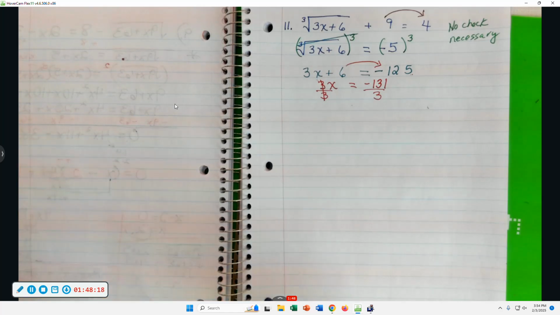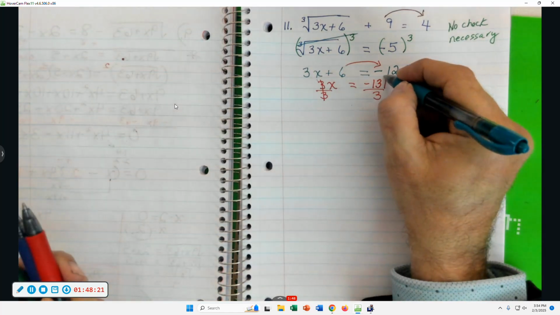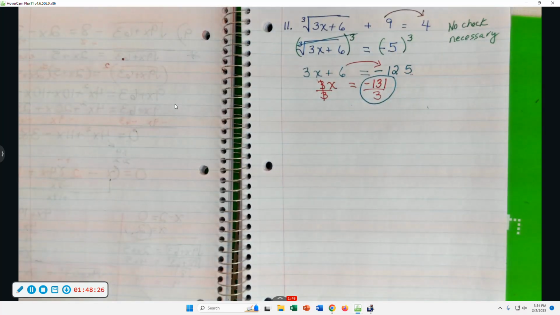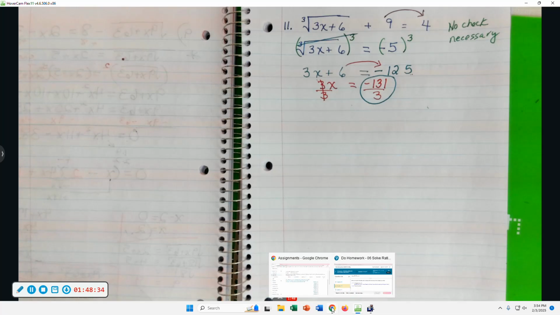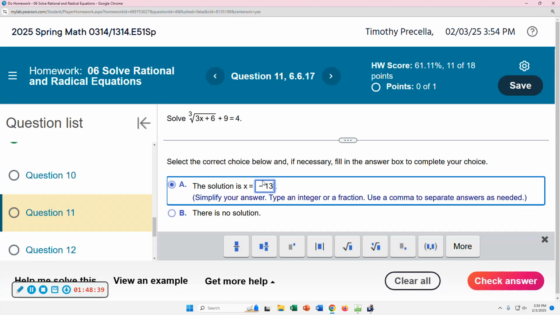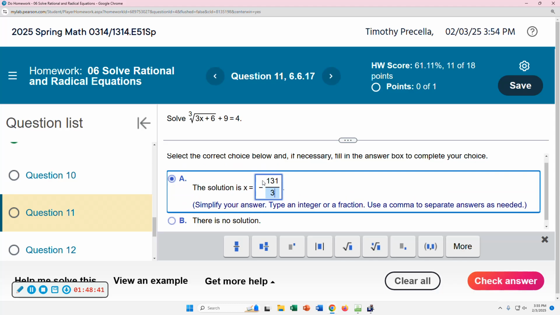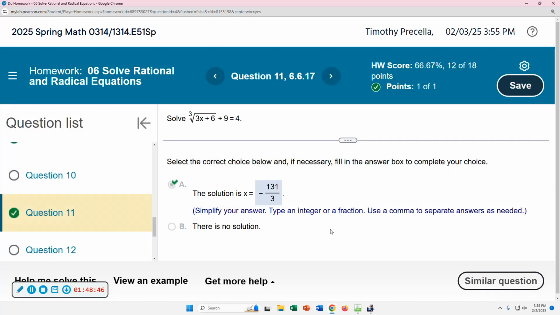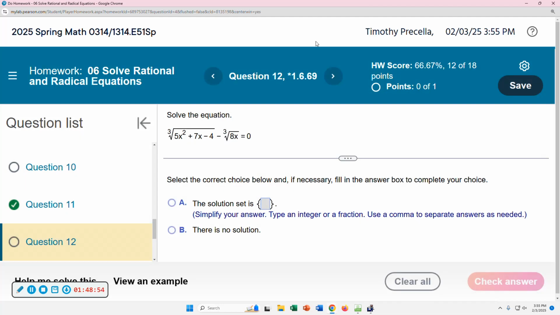And do we have to check? No. So negative 131 over 3 is the answer. You're going to type it in? Any questions there before we go on, or before I switch away from that page? Okay. Negative 131 over 3. Notice how they even have the empty set or no solution option, but that couldn't really happen. Okay. Number 12.